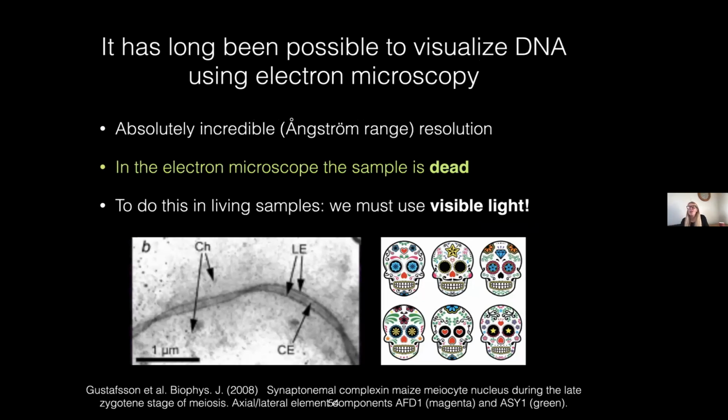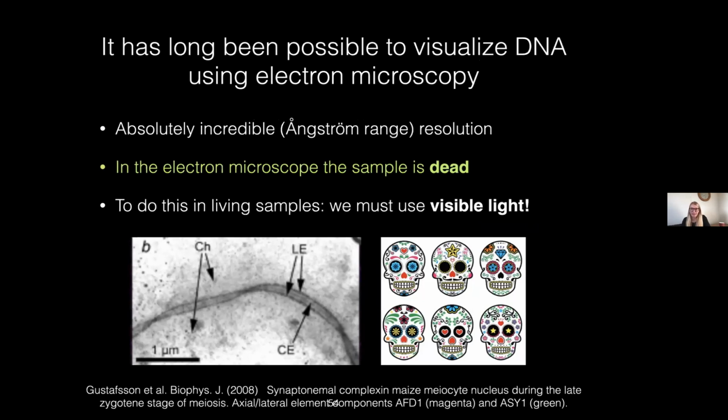So in order to see smaller things within this diffraction limit of resolution, we've long used electrons, because electrons have really short wavelengths, and we can do Ångström resolution. If we have a lipid membrane inside a cell, you can see the two sides of the lipid membrane that envelopes the cell. It's just incredible resolution, but the sample is very, very dead when we do this.